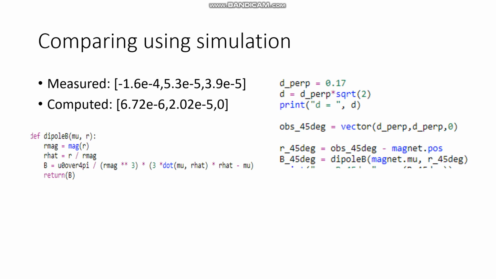Now we're going to be using the simulation and GlowScript to compare these values with what would be ideal. My measured values that I previously got were 1.60 e to the negative 4, 5.3 e to the negative 5, and 3.90 e to the negative 5, by comparison with the computed 6.72 e to the negative 6, 2.02 e to the negative 5, and 0. So as you can see, there's a massive difference. And this is just the code that I used to calculate the B field, and everything for the actual distance is determined by the actual d perp, which, like I said, I used my average distance of 0.17.